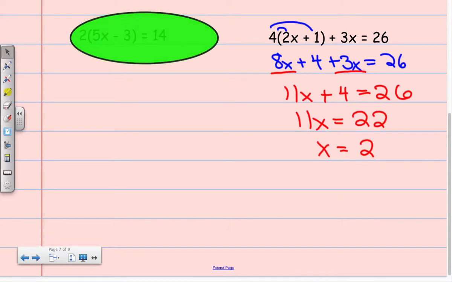All right, let's do this next example. It's coming. It's coming.